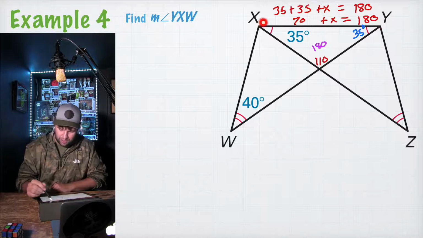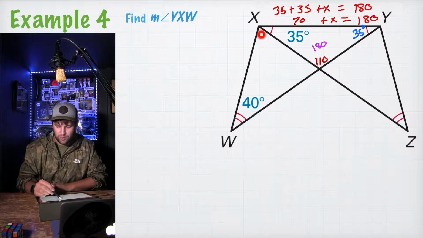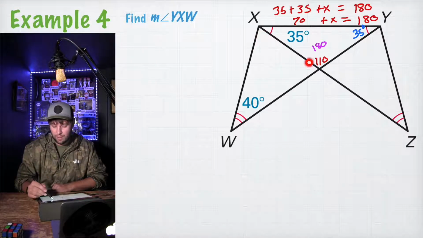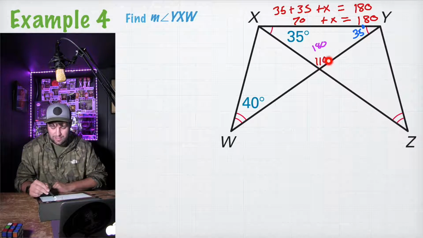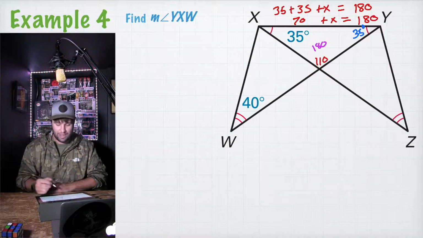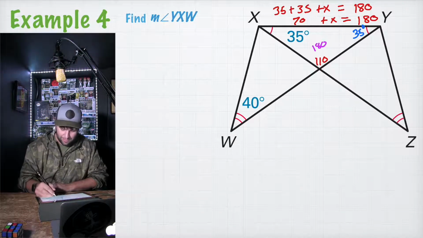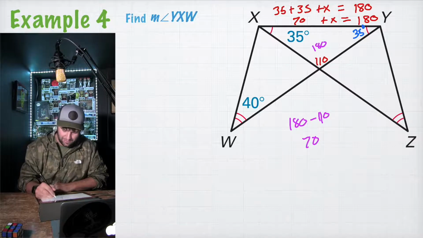Ultimately, we're trying to solve this whole outside measure. We know part of it is 35 degrees. We don't know this part. But by finding this angle measure right here, we're able to find this one, because this is a linear pair. So they're supplementary, so 110 and this angle have to equal 180. So 180 minus 110 equals that measure, which is 70.